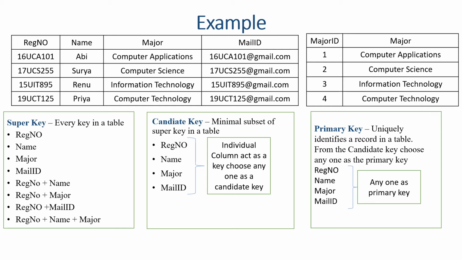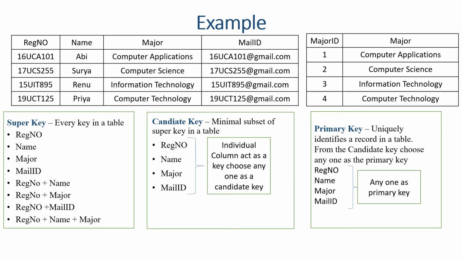The next we are going to see is the primary key. Primary key means it uniquely identifies the records in the table. From these candidate keys we can choose any one as a primary key. So in this table we can choose register number as a primary key, and in this table we can choose major ID as a primary key.